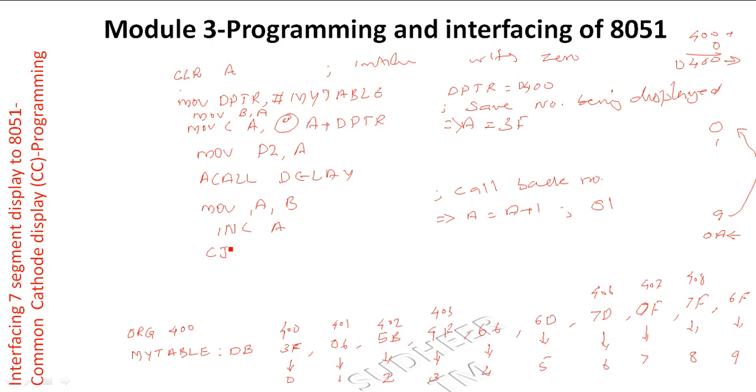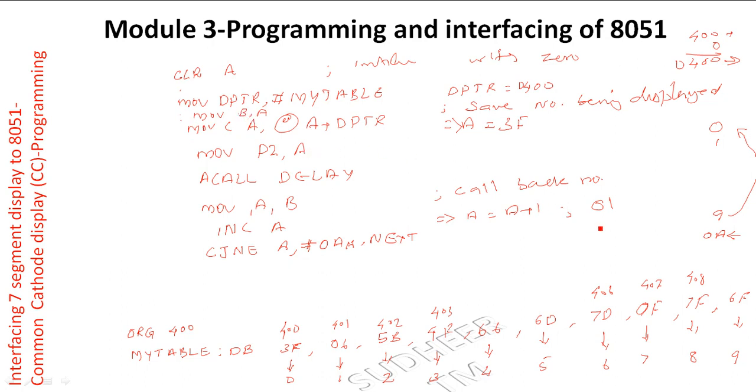We need to check whether it has reached 0A or not. CJNE, compare and jump if not equal, our accumulator and immediate data 0AH, comma, next. If it is not equal, we need to go back to the next number. So where must our next number be? We'll call it back, save it back to A.